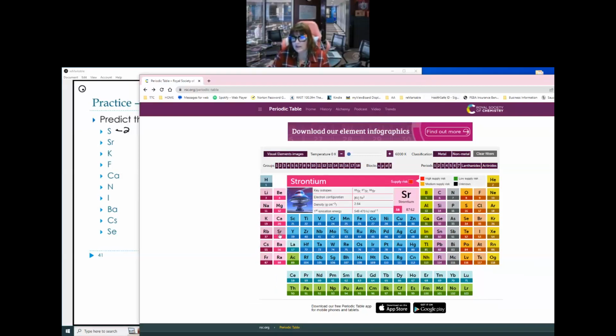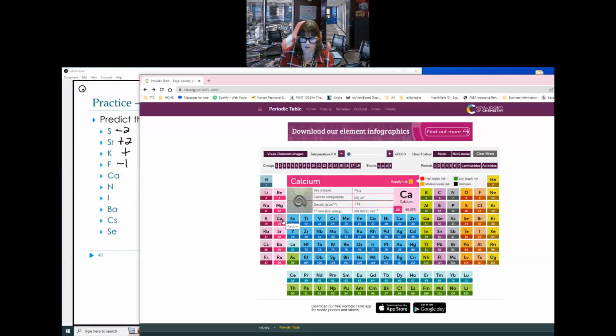When I talk about strontium, he's right here. He's an alkaline earth metal. He has 2 electrons in the S that he needs to lose to be like krypton, which is the noble gas before him. So he's going to be a +2. Potassium being here, he's an alkali metal. He'll lose 1 electron to become like argon. So he's a +1. Fluorine is a halogen. He needs to gain 1 electron to become like neon. So he's going to be a -1.